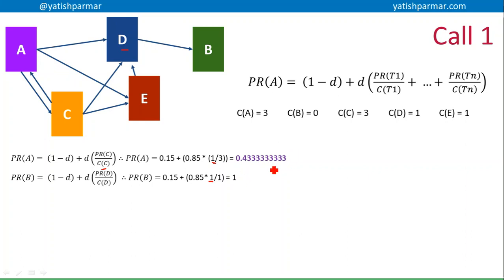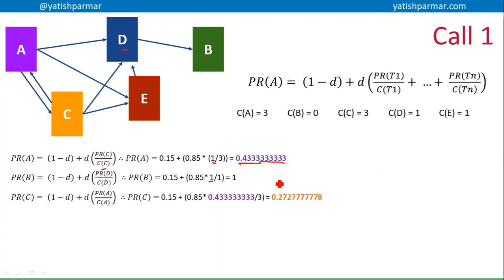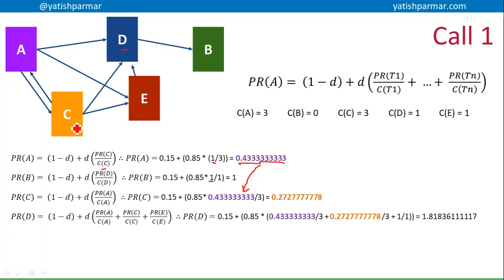Now, this is where we start using these pre-calculated values, because the rank of C depends upon the rank of A. So this value of A that I've calculated, I can now plug into my formula and work out what's going on. You can see that A has 3 outward links, so the rank of A is now divided by 3 to work out how much of its rank is being passed on to page C. And I get a rank for C, and then similarly for D.